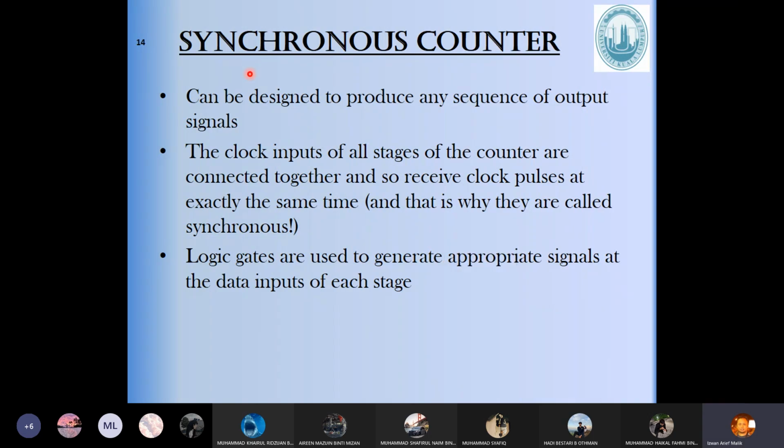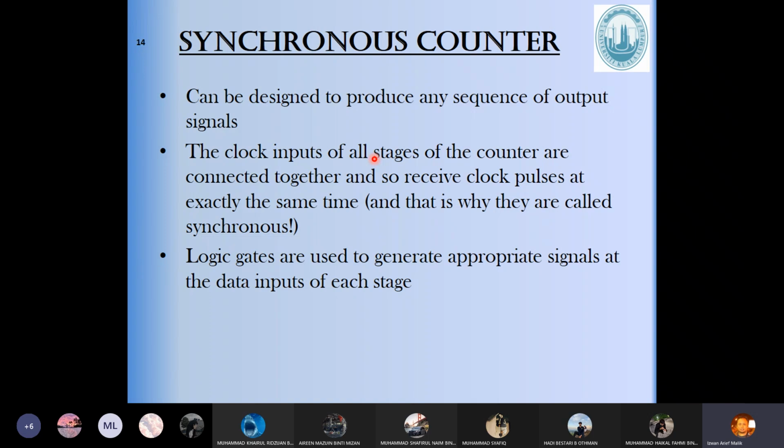So synchronous counter can be designed to produce any sequence of output signals. So compared to asynchronous, okay, you can design as well, but you might be having output problems lah. But for synchronous, there will be no problem. Whatever sequence yang you nak, you boleh design. You can design any sequence that you are required to design using synchronous counter.